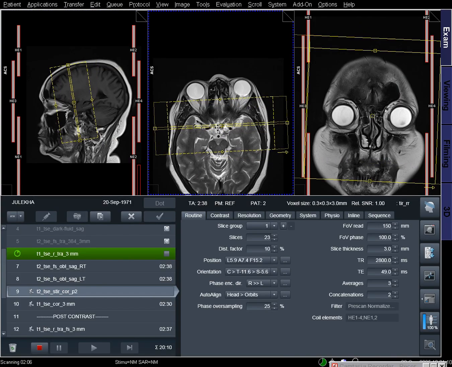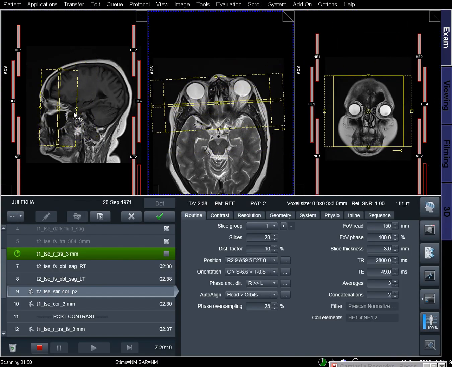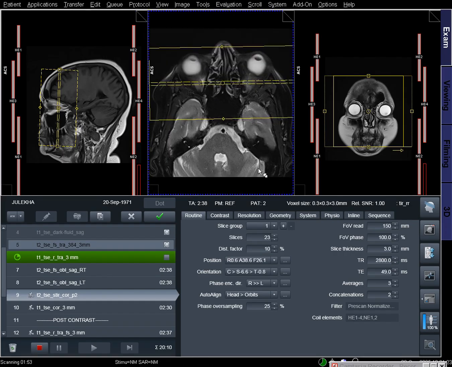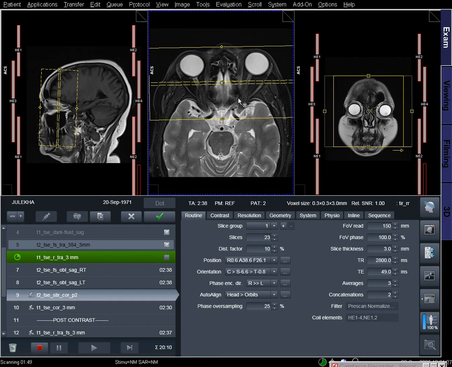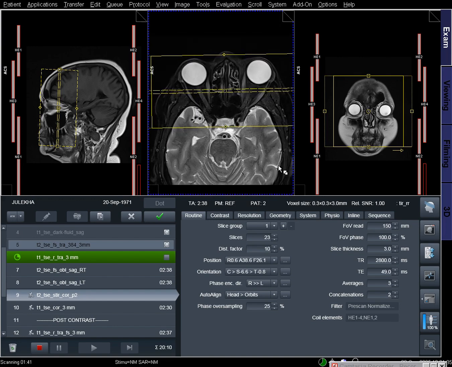T1 TSC coronal 3 mm. Plan the coronal slices on the axial plane and angle the planning block parallel to the right and left optic nerve. Check the planning block in the other two planes.